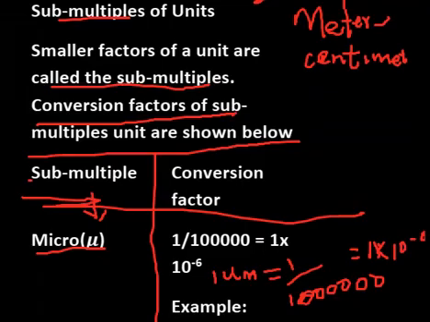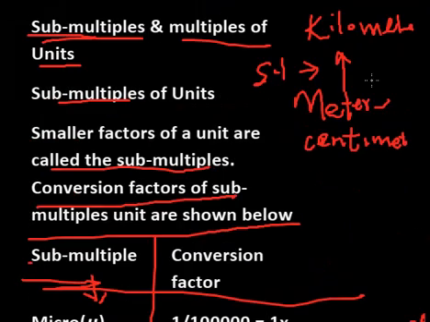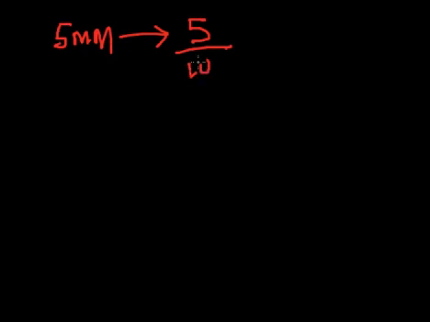Let's say you're being given 5 millimeter. Milli, to convert to meter, all you need to do is to divide the 5 by 1000. That's what milli is. So milli in meter, you divide by 1000.